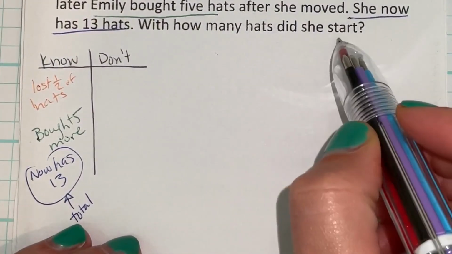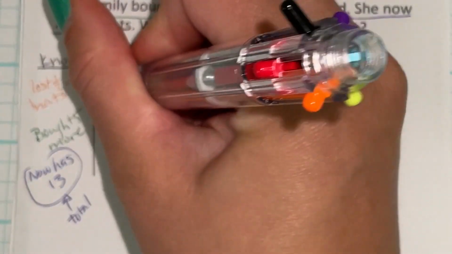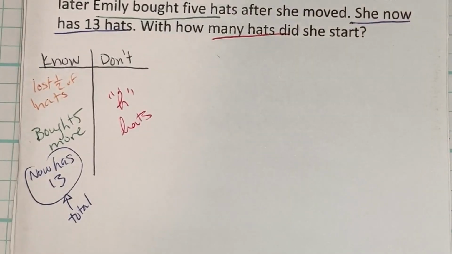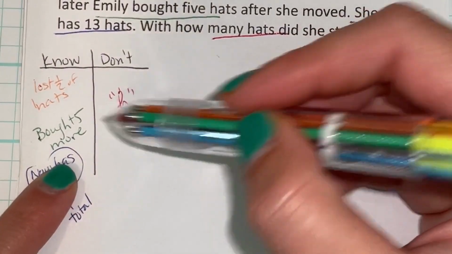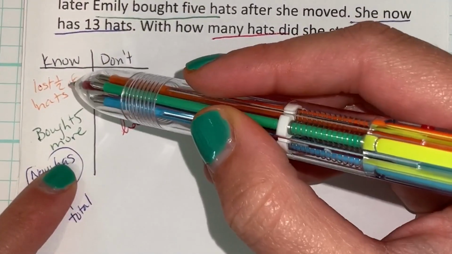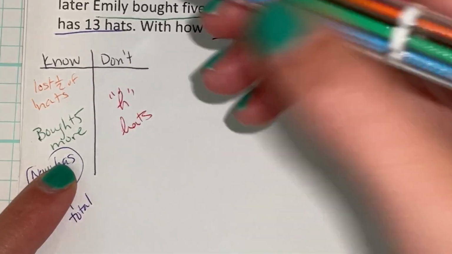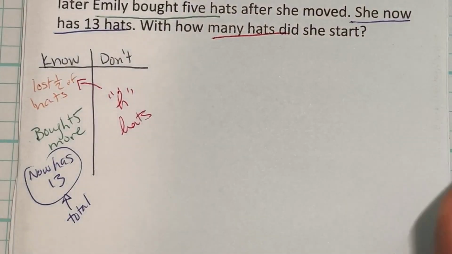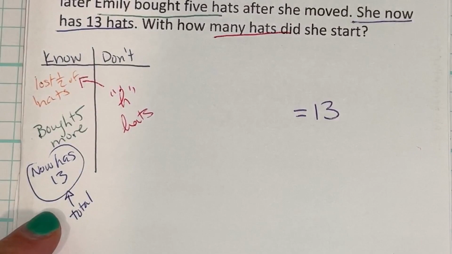With how many hats did she start? So we know it's going to be hats, so we're going to use H for hats that she started with, right? Well, this is the total, so I can't do it. So is buying 5 more part of having the hats or losing half the hats? Buying 5 more is a concrete thing that's not going to change. Losing half of your hats, we don't know how many she started with, so that's where the H is going to go. Therefore, this equals 13 is going to be by itself because that's the total.